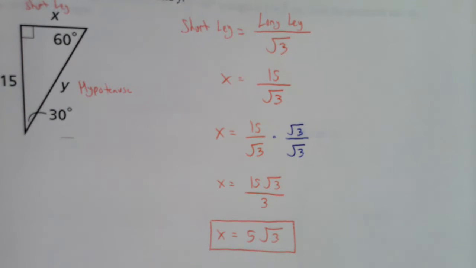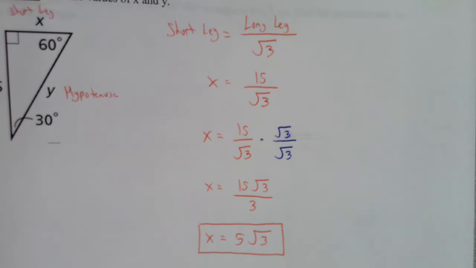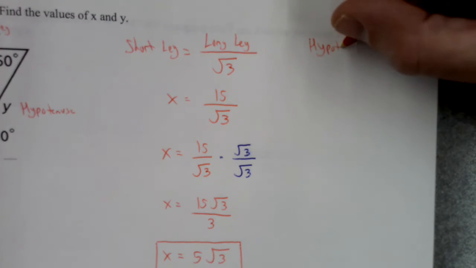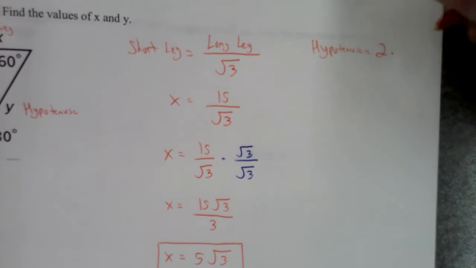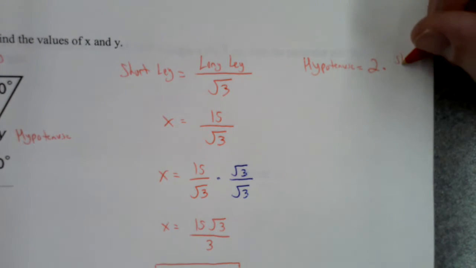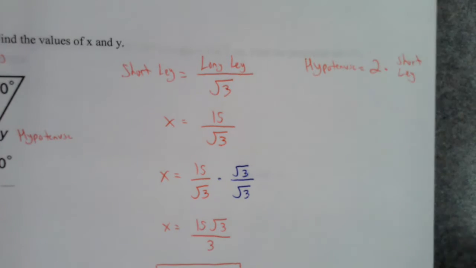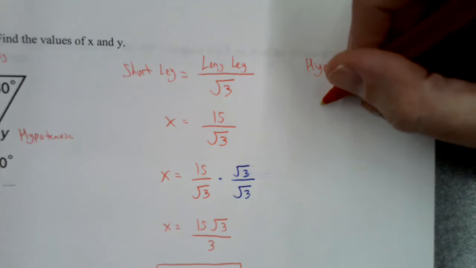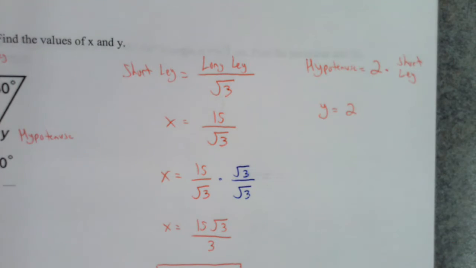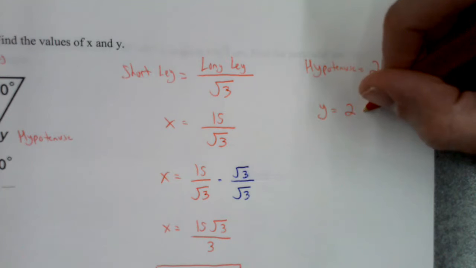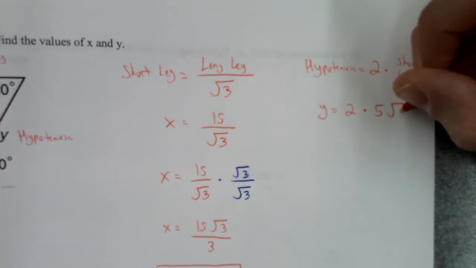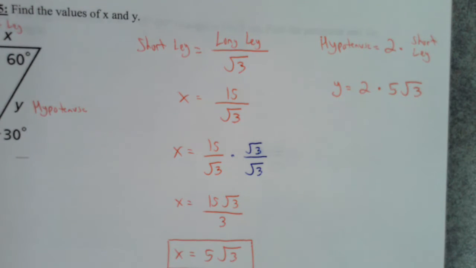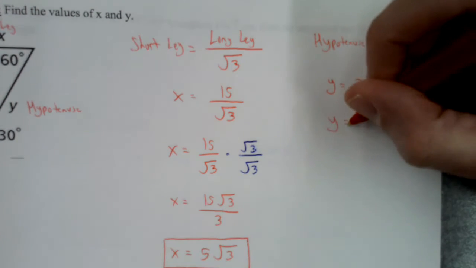Next, we have to solve for the hypotenuse, which is Y. And looking back at the previous page, there's 4 formulas. I am going to use this formula. Hypotenuse equals 2 times my short leg. So the hypotenuse is Y. Y is going to equal 2 times 5 square root of 3, because we just solved for that. We got that 5 square root of 3 is the short leg. So 2 times that means Y equals 10 square root of 3.